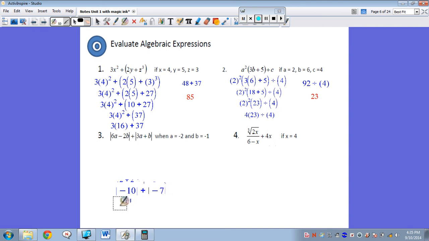So the absolute value of negative 10 is actually positive 10. The absolute value of negative 7 is a positive 7, because every number is positive, and then you get 10 plus 7, which equals 17.